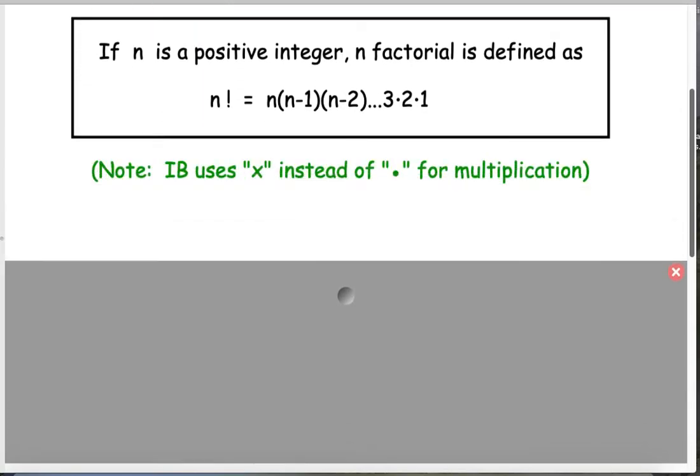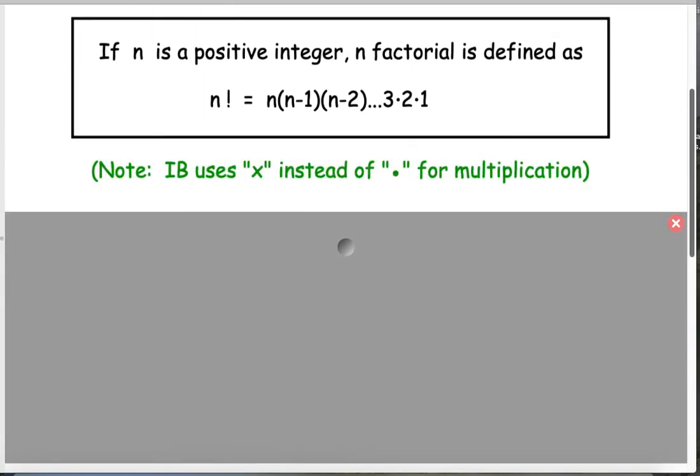So for example, oh, by the way, IB doesn't use a dot for multiplication, so even though I'm writing dots a lot of the times in my examples, IB always uses an X. They reserve a dot for other things. One of the uses is in their vectors unit when we're talking about dot product. So don't let that confuse you in the text. It's okay on homework to use dots, but on an IB exam you want to use an X.